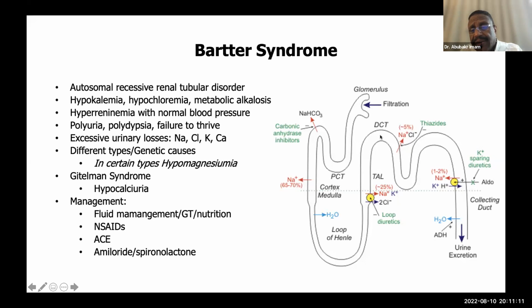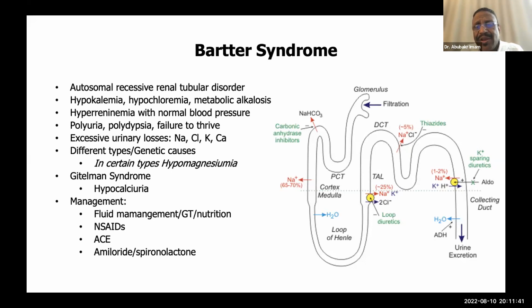Gitelman, in comparison to Bartter, the calcium in the urine is significantly low. You guys remember, if we have patients with certain tubular diseases resulting in stone formation, hypercalciuria, we treat them with thiazide. Those patients who are taking a lot of loop diuretics develop stones down the road because they have hypercalciuria.